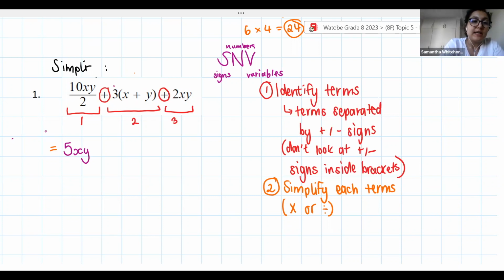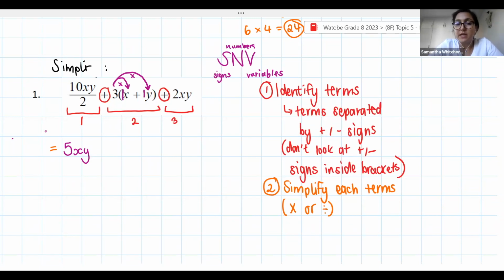When I now look at my second term, remember what I said is we want to distribute the positive 3 into the bracket. And so what that means is a positive 3 times a positive x is a positive. And guys, remember, we've spoken about this, but any variable or any letter sitting by itself has a coefficient, or the number 1, in front of it.